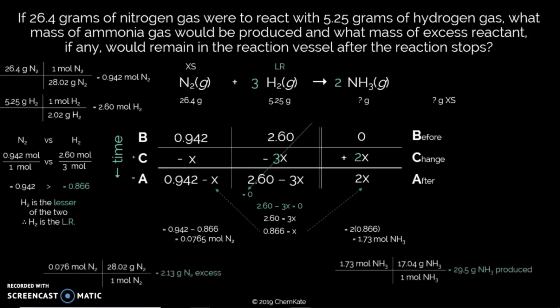So I'm going to be multiplying by the molar mass. So nitrogen times, again, its diatomic mass. The ammonia is converted to grams by multiplying by its molar mass. So at the end I have 2.13 grams of nitrogen in excess, and I produced 29.5 grams of ammonia along the way.